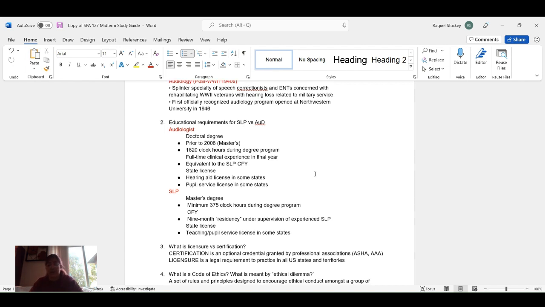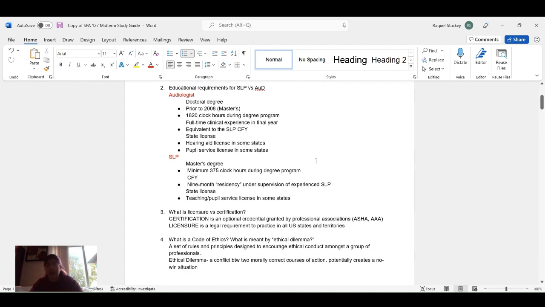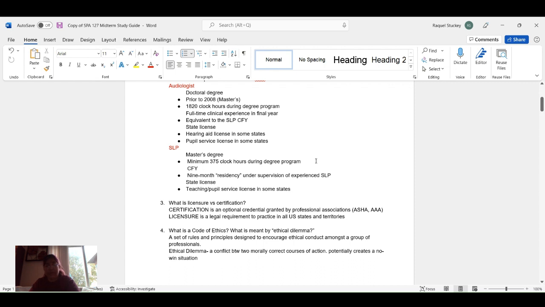What is the difference between licensure and certification? Licensure is a legal requirement to practice in all of the USA. Certification is an optional credential granted by professional associations like the ASHA or the AAA.